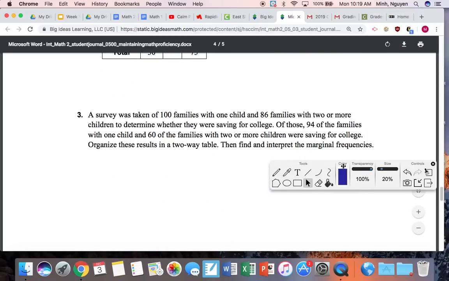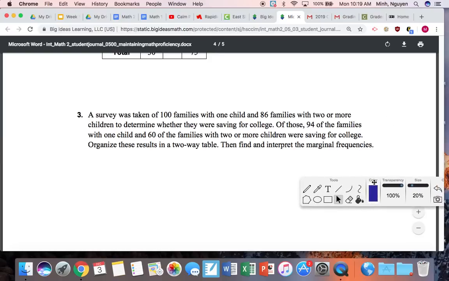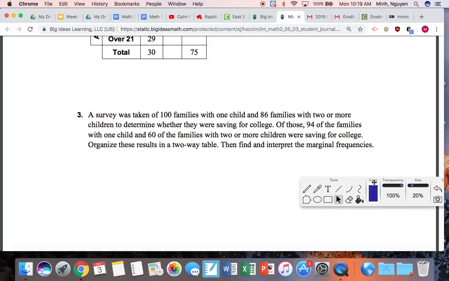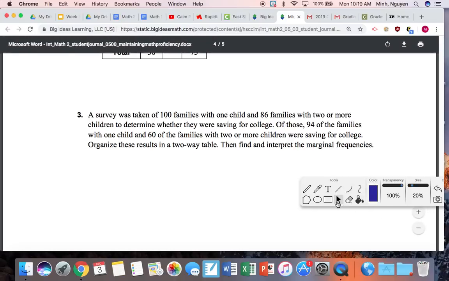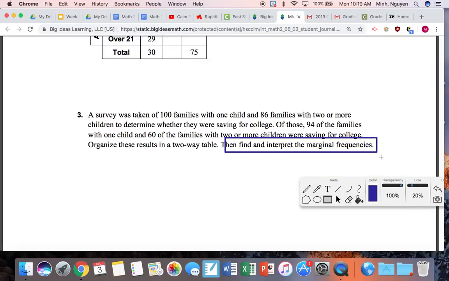Here I will break down the categories for you, but I will not be filling it in. A survey was taken of 100 families with one child and 86 families with 2 or more children. Of those, 94 of the families with one child and 60 of the families with 2 or more children were saving for college. Organize these results in a two-way table, then find and interpret the marginal frequencies. Marginal frequencies means find and interpret the totals. The margins are the totals on the right side and on the bottom.